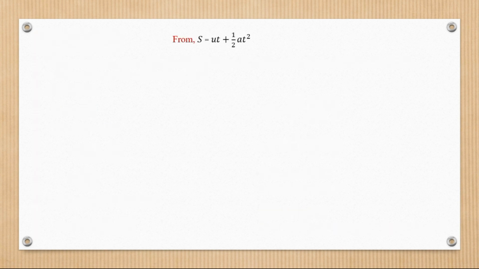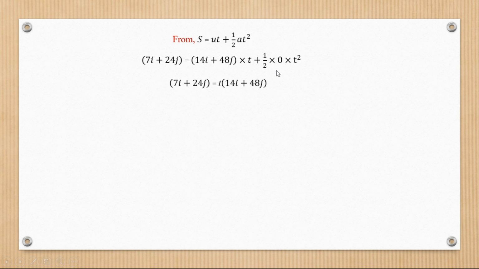So now from the second equation of motion, we'll have s being equal to this. So I have 7i plus 24j being equal to 14i plus 48j times t plus a half times 0 times t squared. Alright, so this side cancels out because 0 times that is 0. So I'll be left with 7i plus 24j being equal to t into 14i plus 48j. As I can already see from this side, I can actually factorize out a 2.